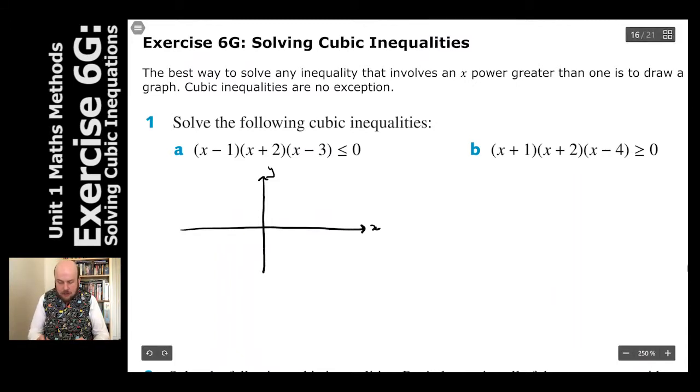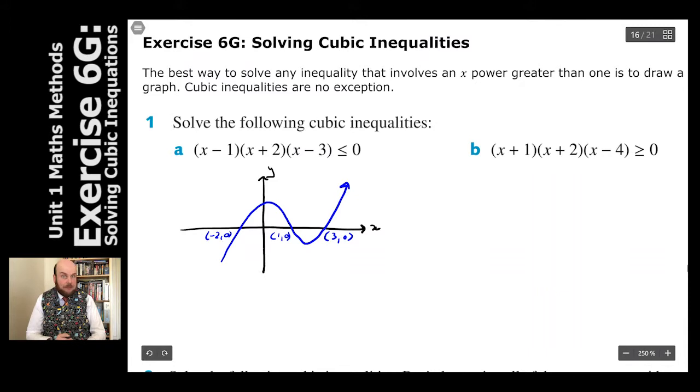But I know I've got an x-intercept at x equals -2, an x-intercept at x equals 1, and an x-intercept at x equals 3. So it's going to look something like this. Well, that's (3, 0). That's (1, 0). And that's (-2, 0).